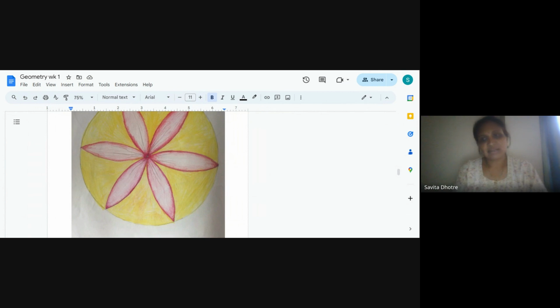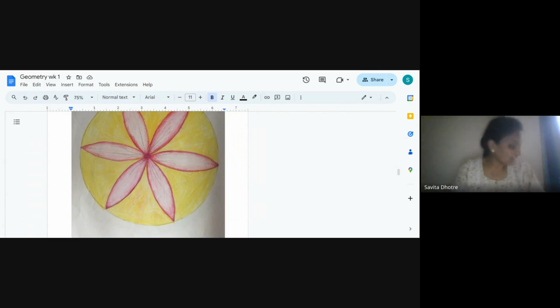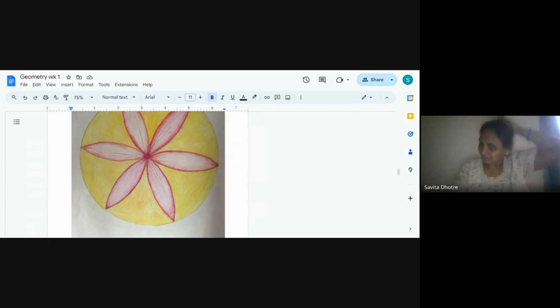Coloring is their choice. And then they rub out this diameter. I didn't make the diameter actually, but it's okay. Yeah, they erase the diameter.